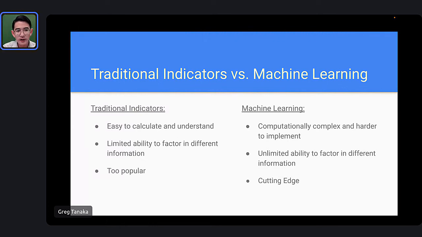And traditional indicators have a really difficult time factoring in all these different factors, and it's mainly just using historical price. But the biggest problem with traditional indicators is that they're built into just about every trading program out there, and they're way too popular.